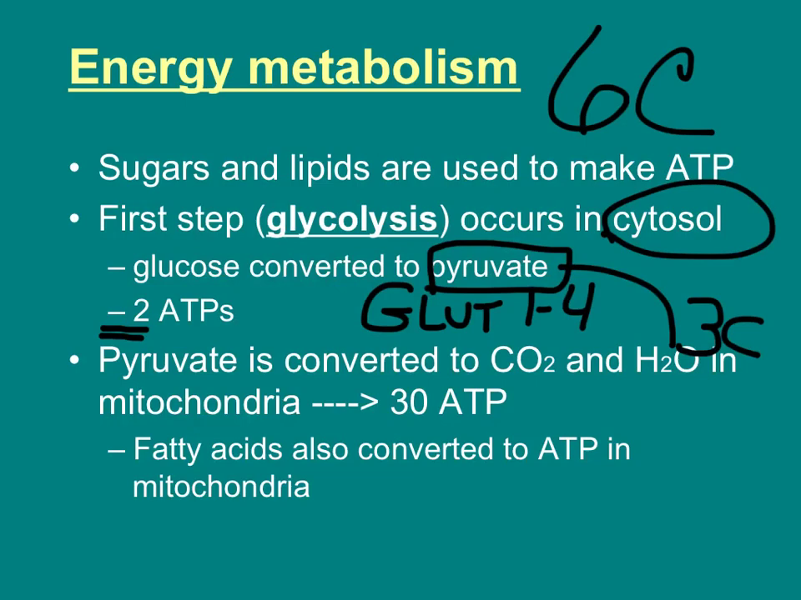All right, so you're going to see that pyruvate is actually going to be taken out of the cytosol into the mitochondria, and in the mitochondria, we make way more ATP than we make in the cytosol. What's the process called to do this? So it's not electron transport. It's not the Krebs cycle. Oxidative phosphorylation, through chemiosmotic coupling. There are some science words.